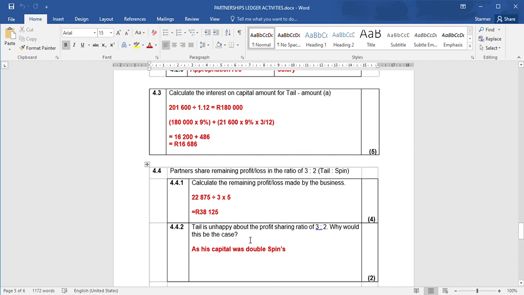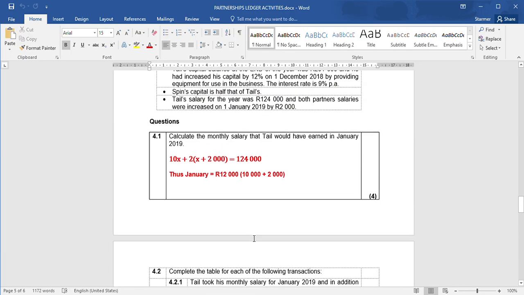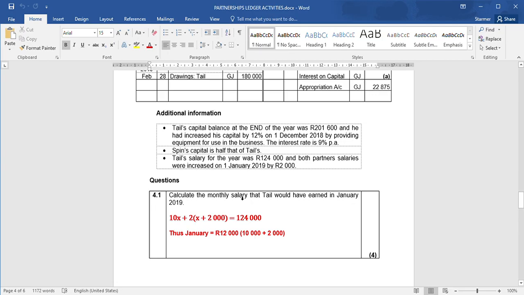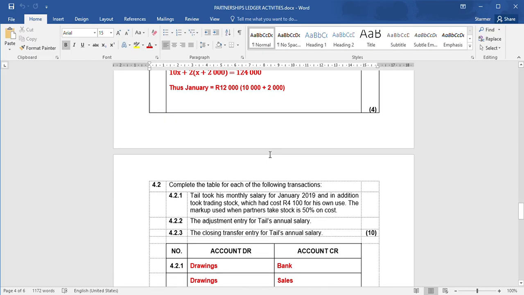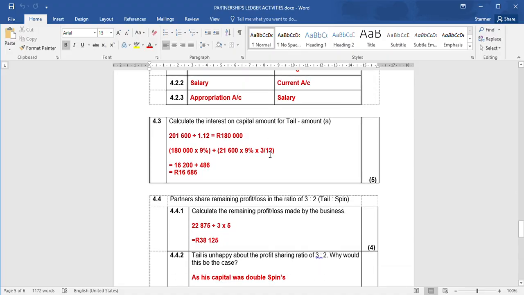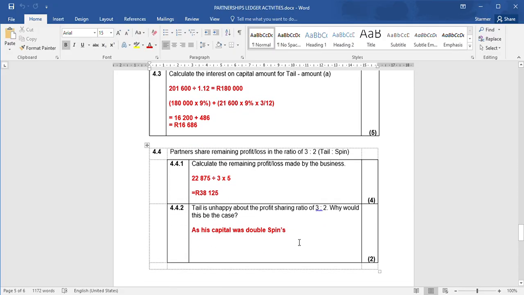Then Tail's unhappy about the profit sharing ratio. Why would this be the case? If you have a look here, they told you over here that Spin's capital is half that of Tail. So Tail put in double the amount of capital, yet he's only getting 3/5 of the profit. So that is why he would be unhappy with that.